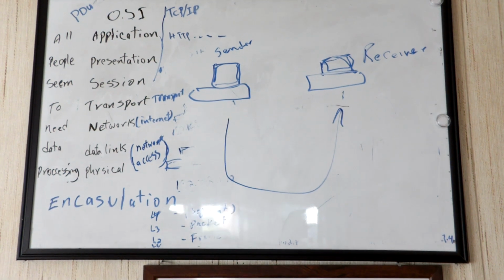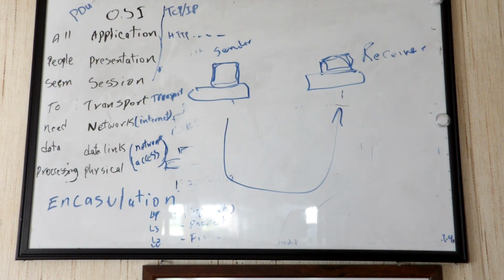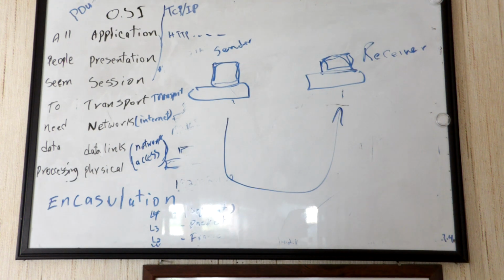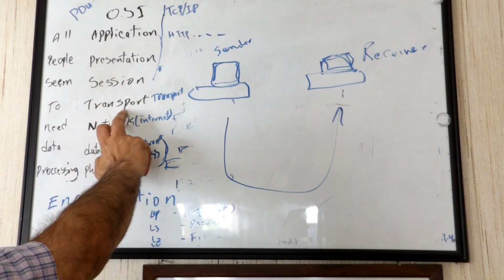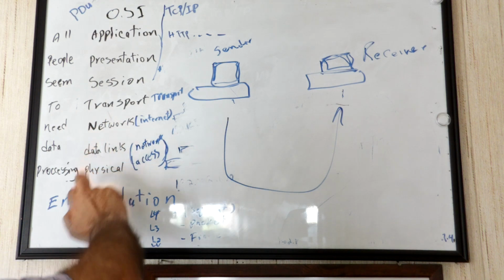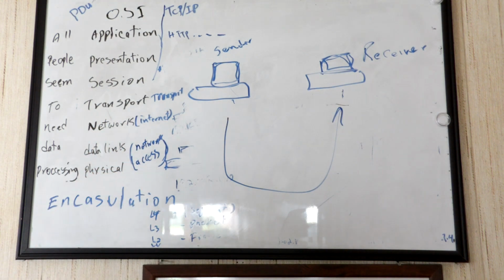Okay, now we are going to continue the basic terminology in networking. We're talking about the application, presentation, session, transport, network, data link, and physical layers.